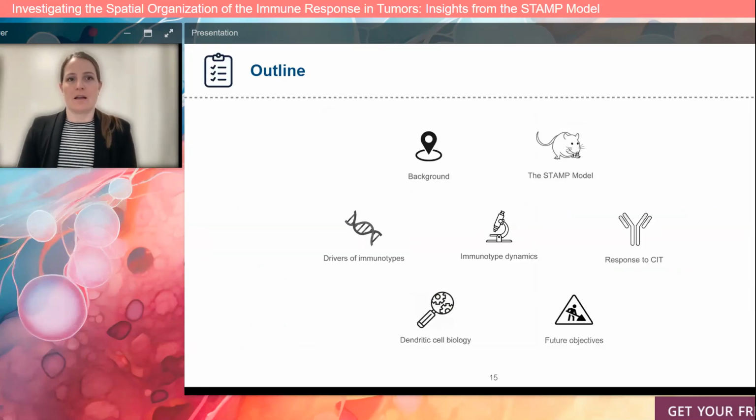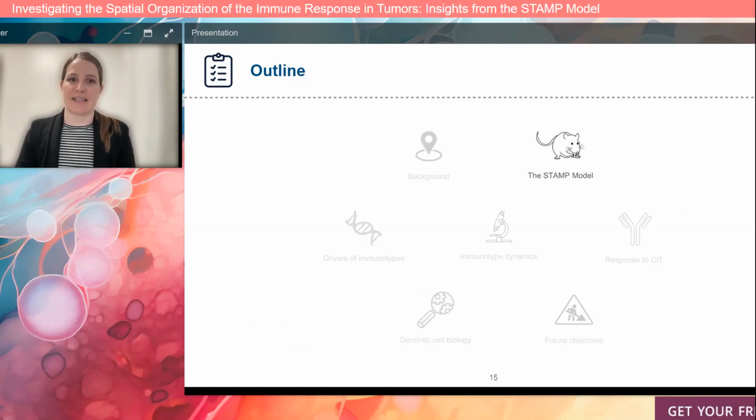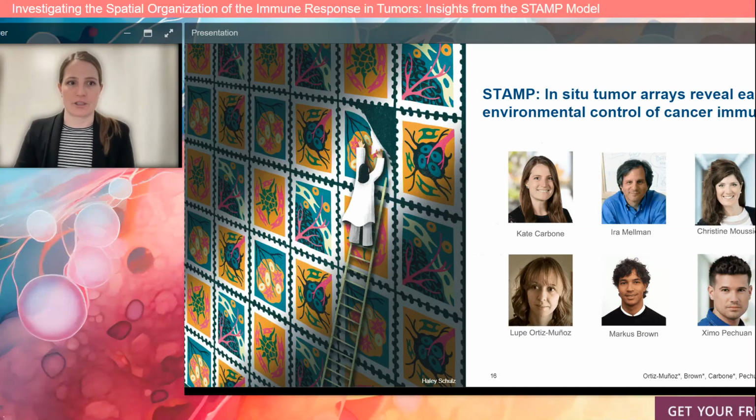Okay. So next I will take you through some discussion of the STAMP model and how it came to be and the ways that we're using it in our research. So when I joined Genentech in 2018, Christine Moussion was forming a team to devise a high-throughput technology that would allow us to study the biology of immunotypes in mice live and in real time. And we call this technology STAMP, for Skin Tumor Array by Microporation.